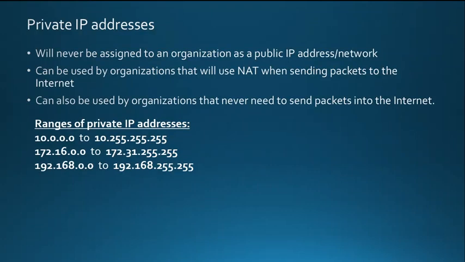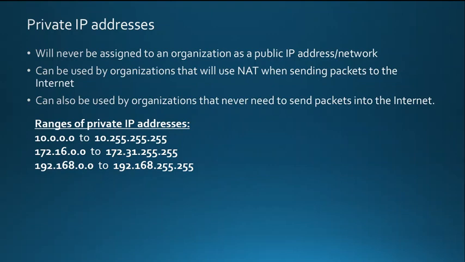192.168.5.100. Private IP addresses will never be assigned to organizations. The public IP address or network can be used by organizations which use NAT when sending packets to the internet. It can also be used by organizations that never send packets to the internet. Here are the ranges of private IP addresses, which begin from 10.0.0.0 and end at 192.168.255.255, which is the last one.